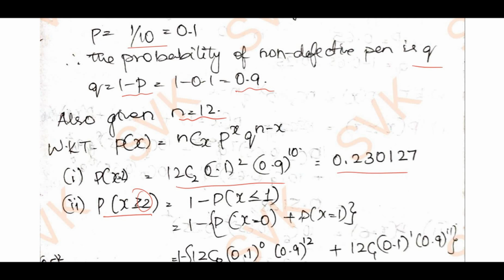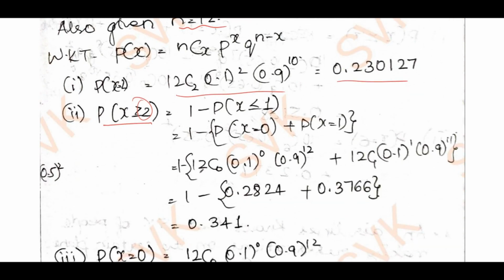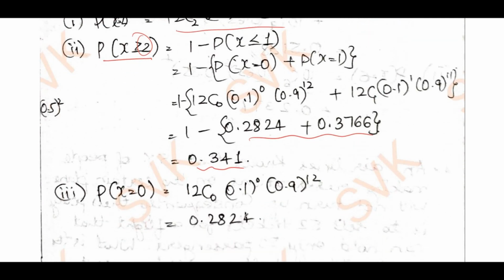So 1 minus probability of x equal to 0 plus probability of x equal to 1. Substituting x equal to 0 and x equal to 1 in the above formula, we get 1 minus 12C0 0.1 power 0 0.9 power 12 plus 12C1 0.1 power 1 0.9 power 11. Simplifying those values and subtracting from 1, we get the answer as 0.341.